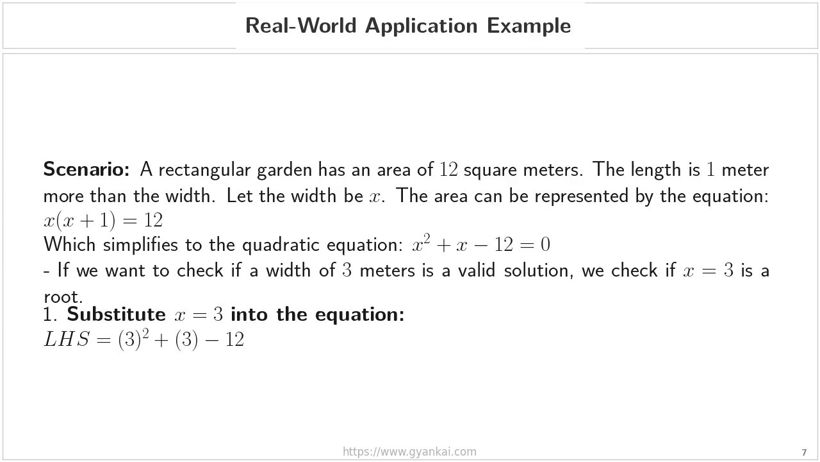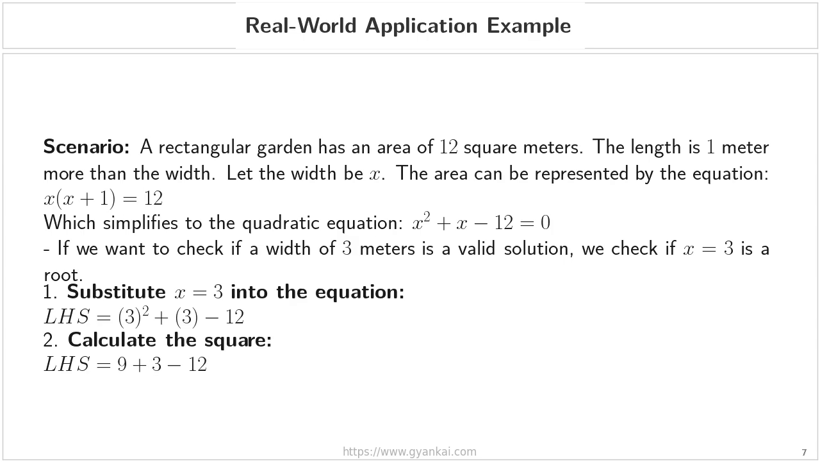Let's walk through the verification step by step. First, we substitute the value of 3 into every instance of x in our equation. On the left-hand side, we have 3 squared plus 3 minus 12. Next, we perform the calculation.